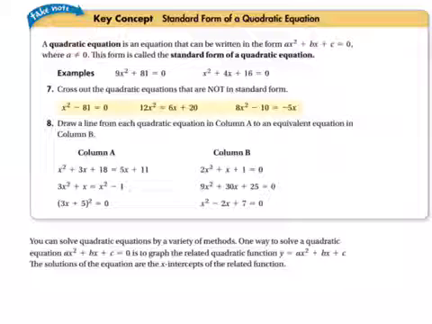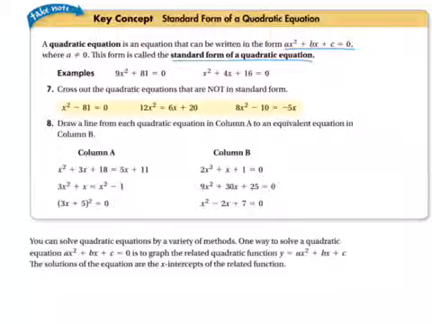Again, a quadratic equation is an equation that can be written in the form ax squared plus bx plus c equals 0. Now, it doesn't have to start in that form. It just has to be able to be written in that form. And I must say A, the coefficient of the x squared term, cannot equal 0. This form is called the standard form of a quadratic equation.